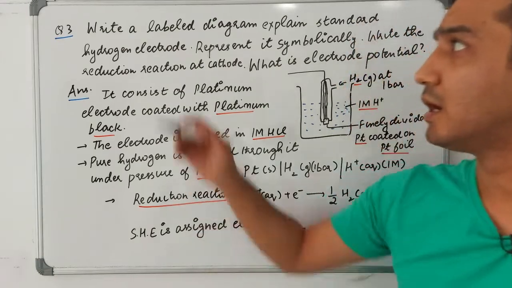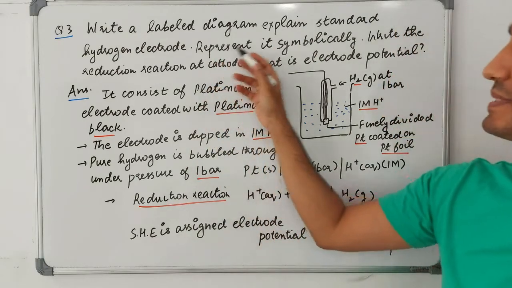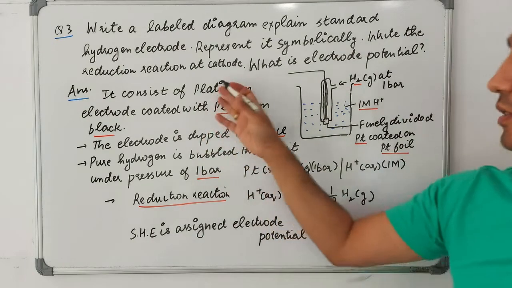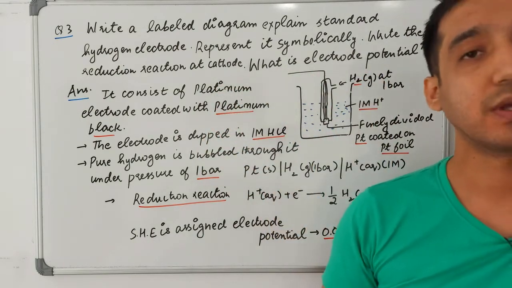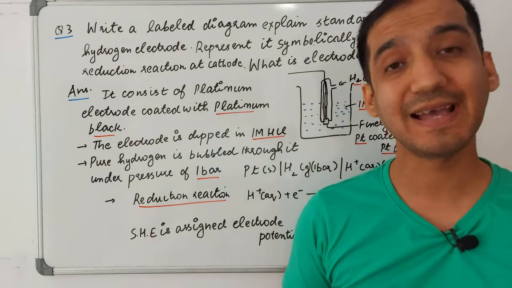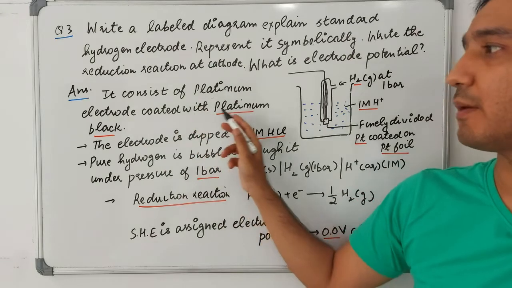Third question is write a labelled diagram, explain the standard hydrogen electrode, represent it symbolically, and write the reduction reaction at the cathode, and what is electrode potential. Okay, so first we talk about what is the standard hydrogen electrode. We also call it SHE. It consists of a platinum electrode coated with platinum black.